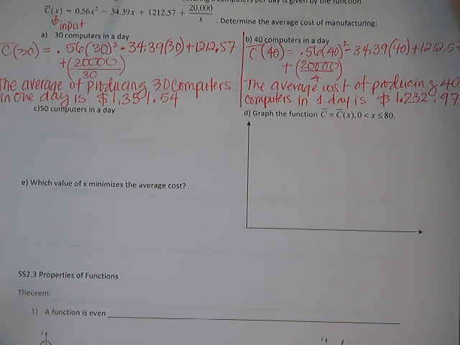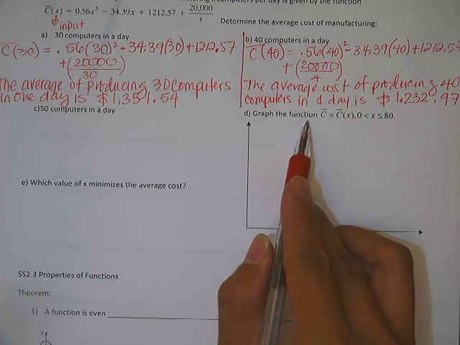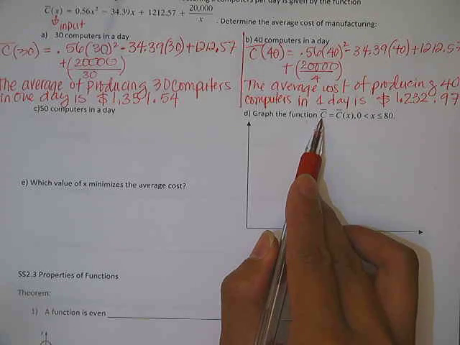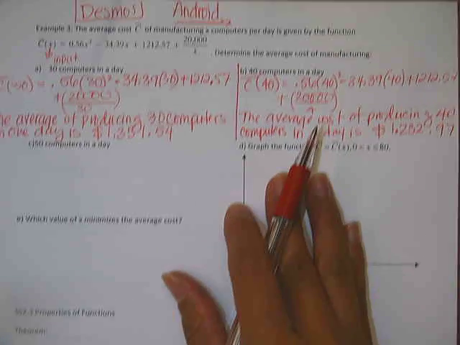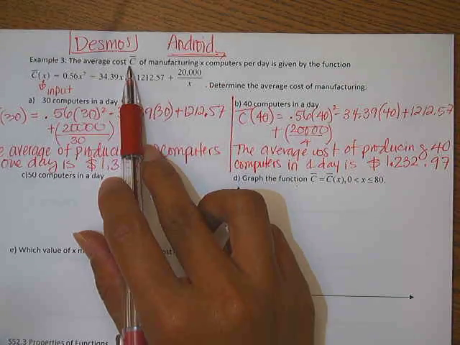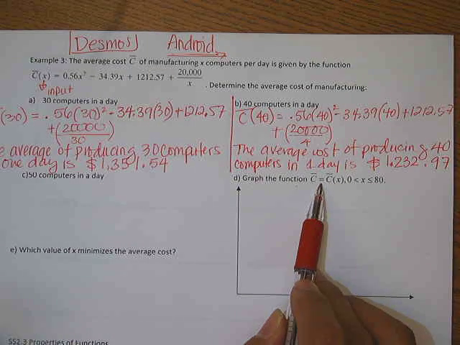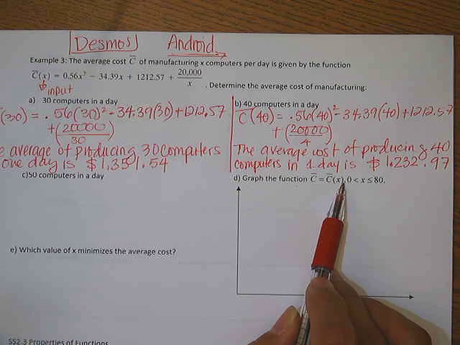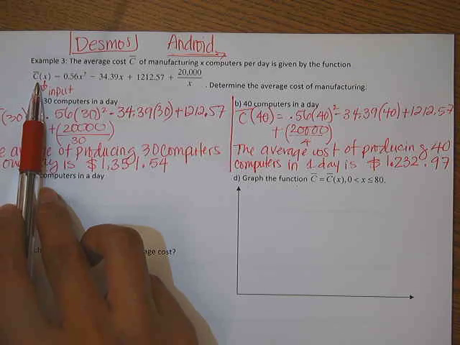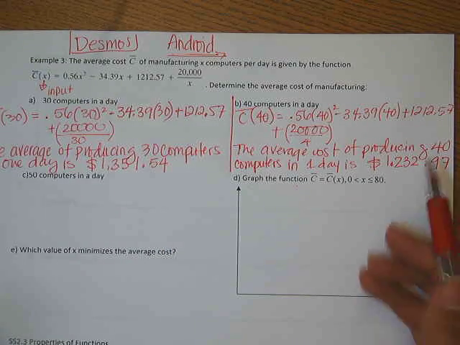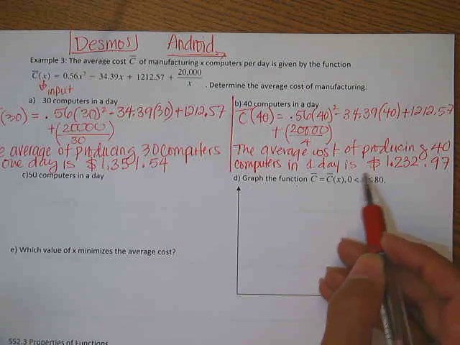Next, part D. Graph the function C. Remember, C was denoted as the average cost, which is the same as C of x. I do have a function C of x, and I only want x from 0 to 80.